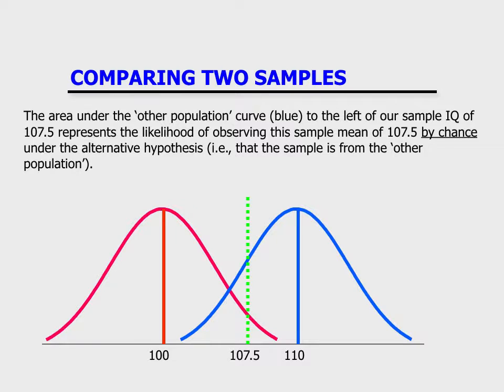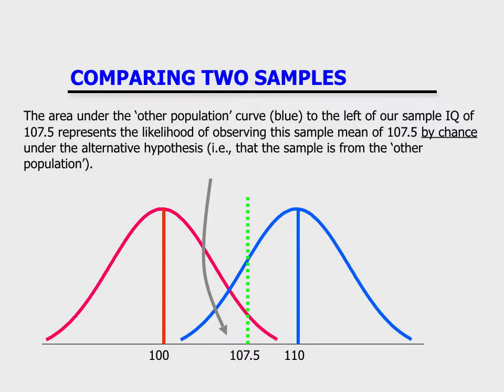So the area under the other population curve, the blue curve to the left of the sample, looks pretty large. It actually looks like a bigger area than we saw before in the red curve. And it represents the likelihood of observing the sample mean by chance under the alternative hypothesis, basically saying that the 107.5 actually comes from the other population that has an average score of 110. Now, this is the area I'm talking about.